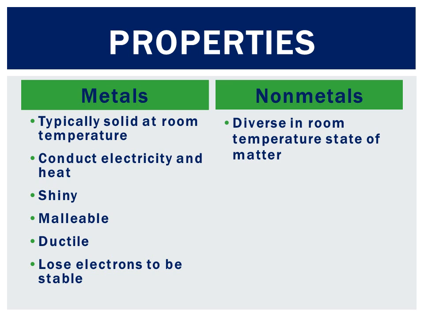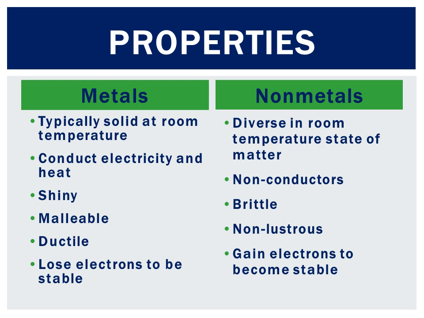Non-metal properties. They're diverse in room temperature state of matter, which means some are solid, some are liquid, and some are gas. There are very few liquids at room temperature on the periodic table. In fact, just 2 elements exist as liquid when they're not bonded to something else at room temperature. They do not conduct electricity very well. They're brittle, so as opposed to being able to bend it, if you bended a solid non-metal, it would probably break. They're not lustrous, which is sort of the opposite of shiny. And they tend to gain electrons to become stable.